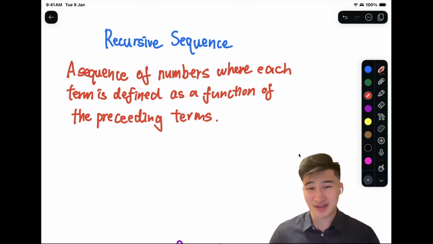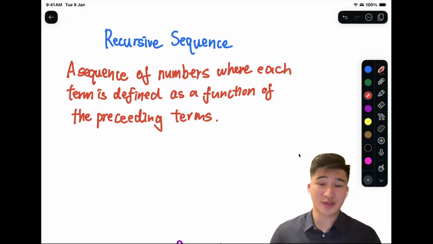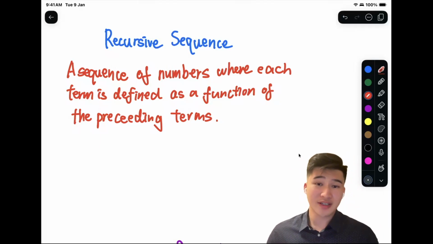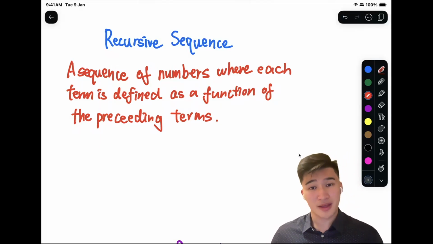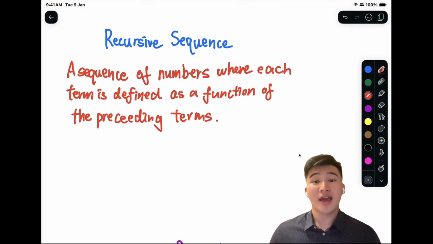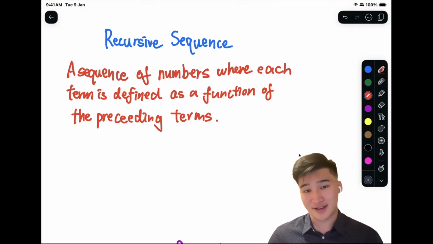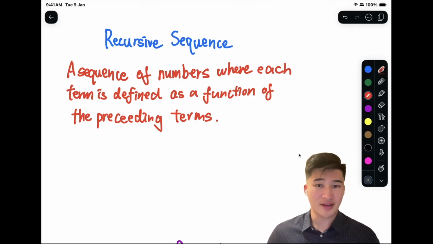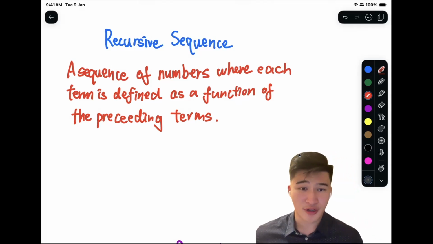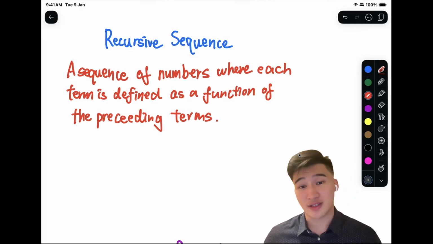Recursive sequences are actually very important because in economics, we use them to find market equilibriums. In biology, we use them for population mapping, population dynamics, as well as finding equilibrium. And in pharmacokinetics, we use them to find dosages, for example, drug concentration, etc. So today, without further ado, let's go through what a recursive sequence is.